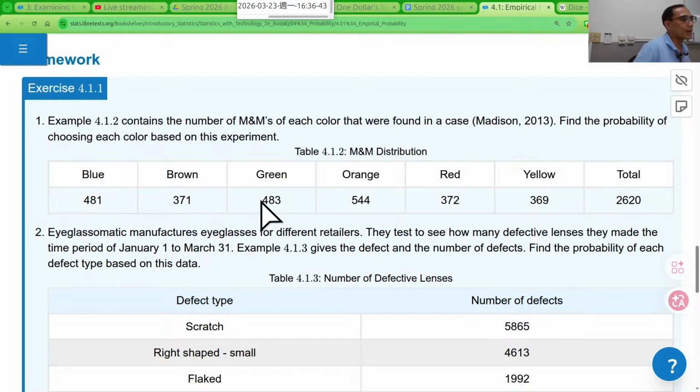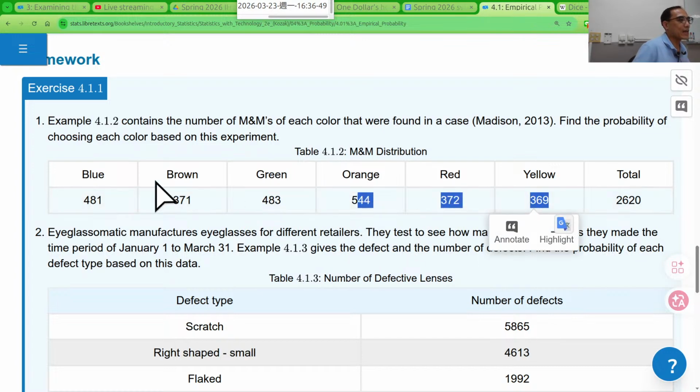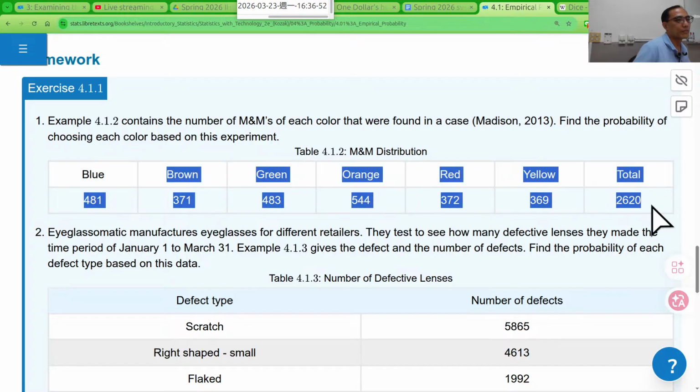The counts are 481, 371, 483, like this. So we can calculate the probability based on the experiment. But you can say, oh wow, I observed 1, 2, 3, 4, 5, 6 colors. Theoretically, they should have the same probability to be chosen. Maybe kids love different colors, but the average should be the same.